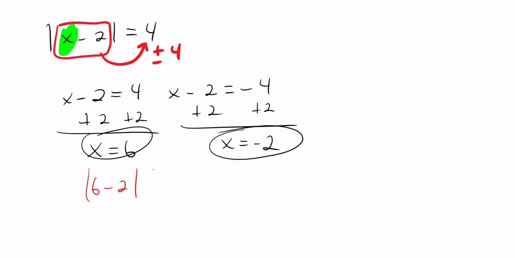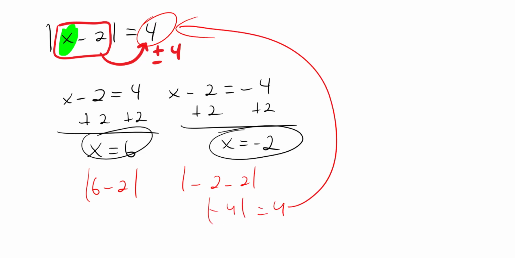What's the absolute value of that? It's 4. We're good. What about negative 2? Negative 2 minus 2 is negative 4. What's the absolute value of negative 4? 4. Hey, all right. So I get 4 no matter which value, and that's the whole point of this. I got two answers, in this case 6 and negative 2. Both work in this equation to give me my answer. All right, let's keep going here.